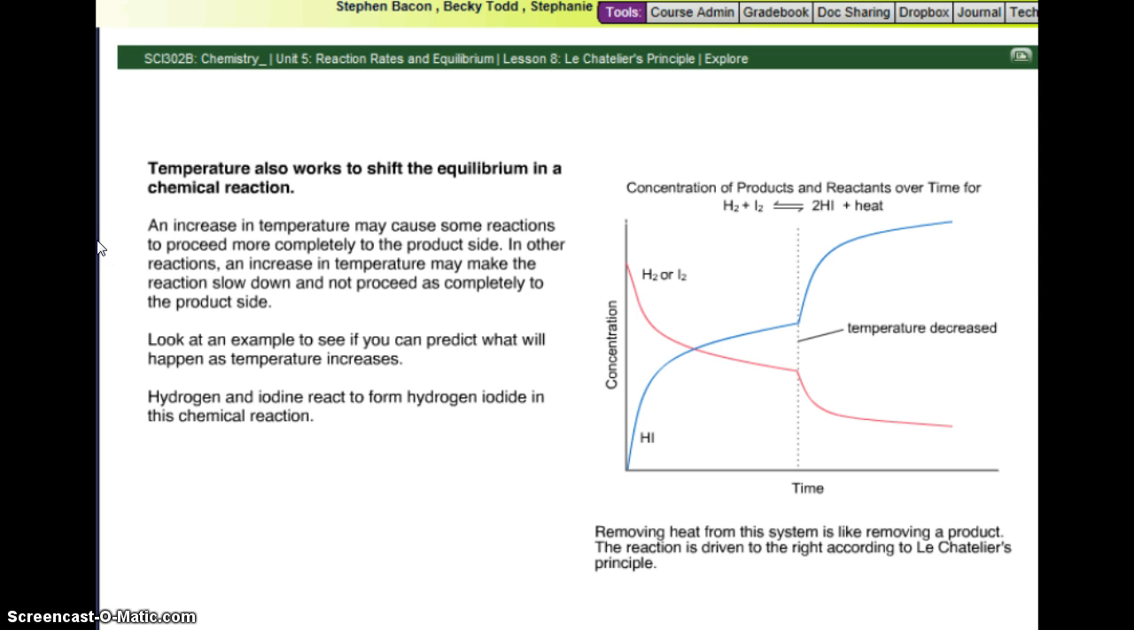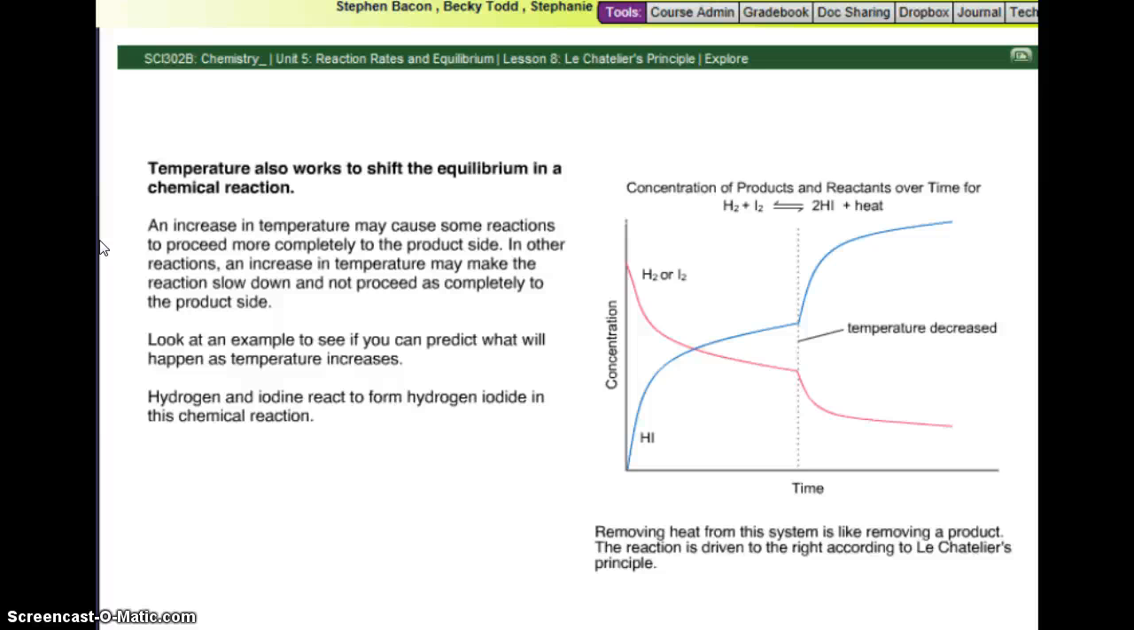Temperature also works to shift the equilibrium in a chemical reaction. An increase in temperature may cause some reactions to proceed more completely to the product side. In other reactions, an increase in temperature may make the reaction slow down and not proceed as completely to the product side. Look at an example to see if you can predict what will happen as temperature increases.